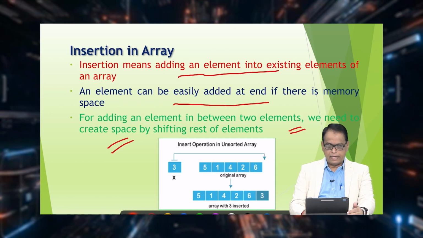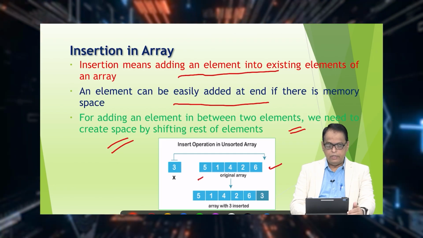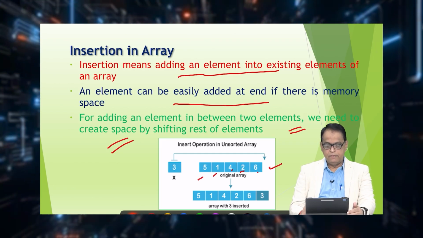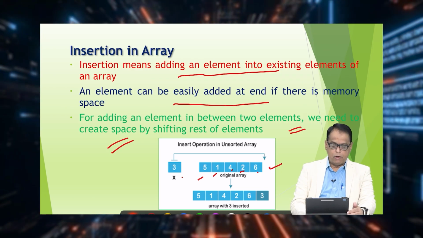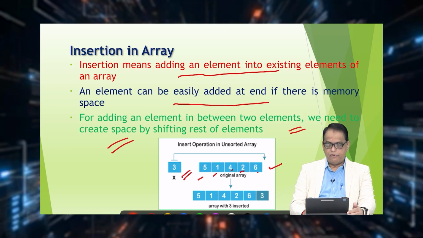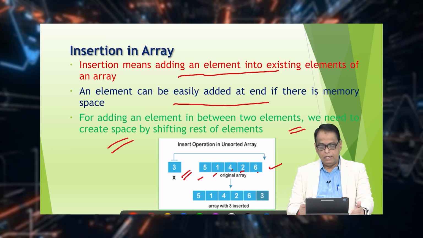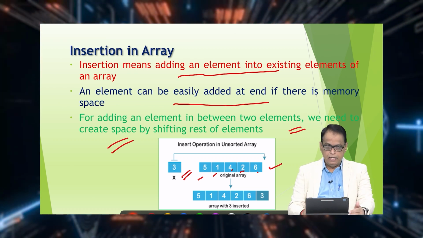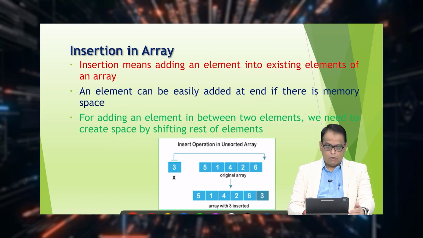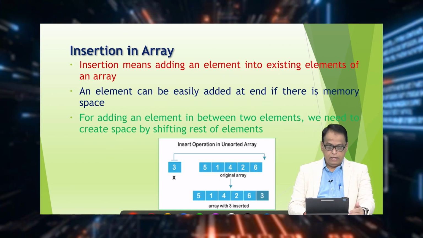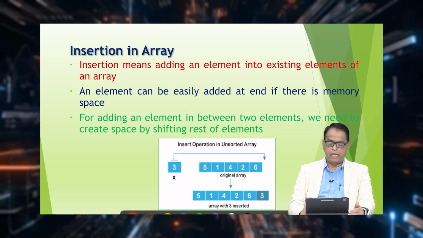As shown in this diagram, suppose we have been given an original array consisting of 5, 1, 4, 2 and 6. These are the elements of the original array. Now I want to add the element 3. If I want to add 3 at the end, it is very easy because there is empty space in memory, so I can easily add it. After the addition, the number of elements in the array will be 7.